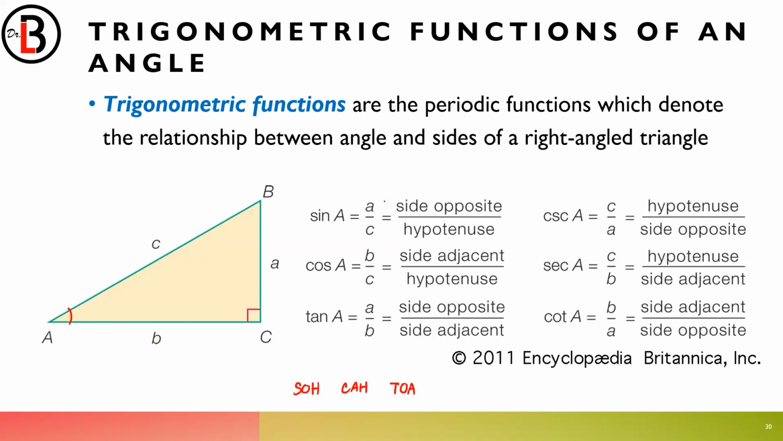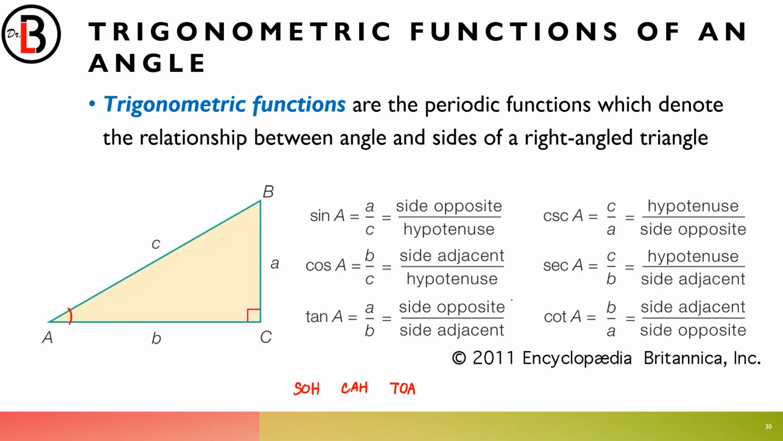But what you will notice is that if you focus on the fractions, A over C, B over C, can I say that tangent of A is actually sine of A over cosine of A? Because A over C divided by B over C is actually A over B. So one of the properties of tangent is that tangent of A is sine of A all over cosine of A.